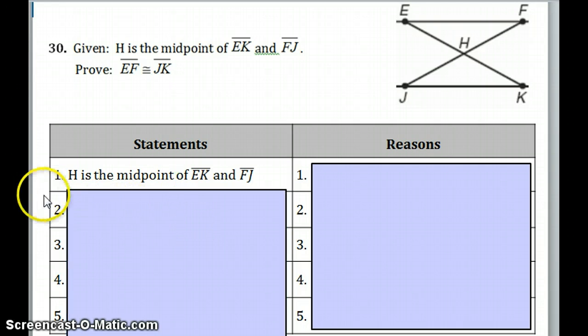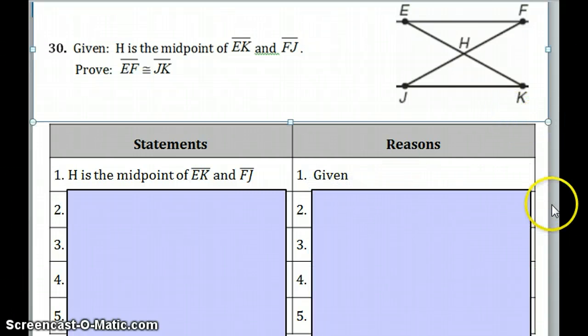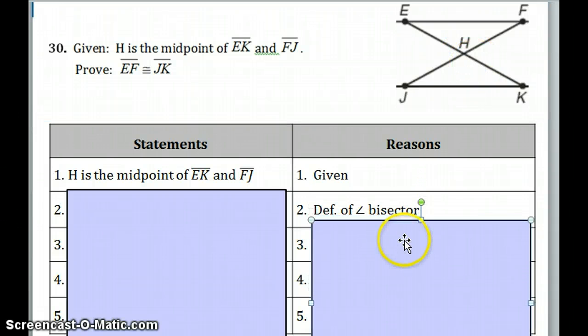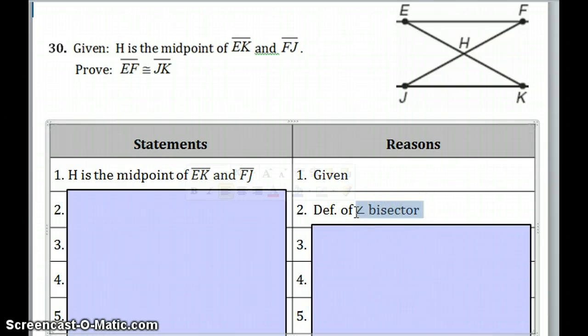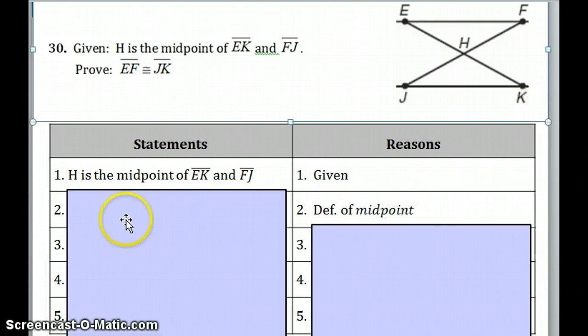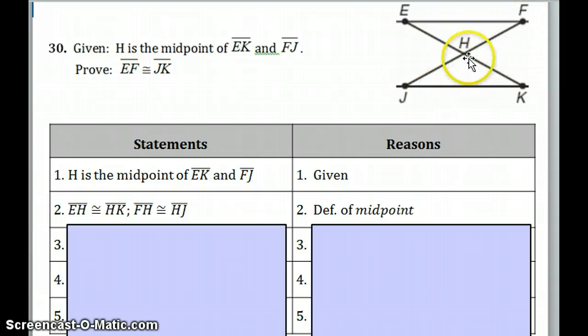H is the midpoint of EK and FJ. That's given to you. And then like we said, since H is the midpoint, by the definition of a midpoint, we can say EH and HK are congruent, and FH and HJ are congruent. So there's two pairs of congruent sides, EH and HK, FH and HJ.